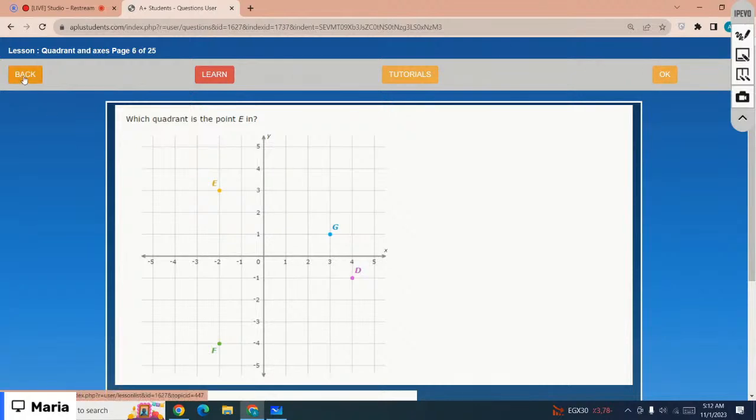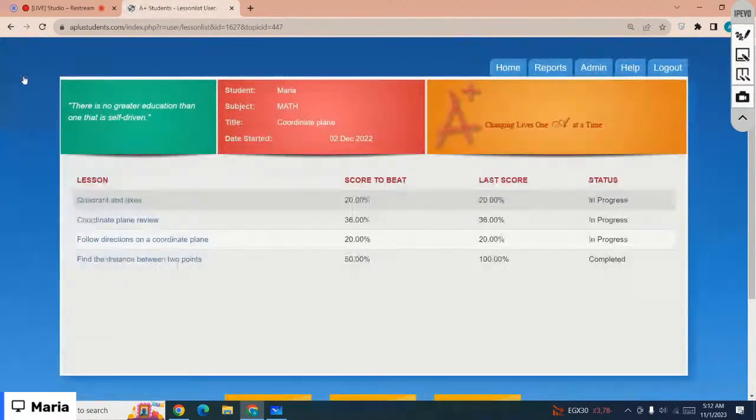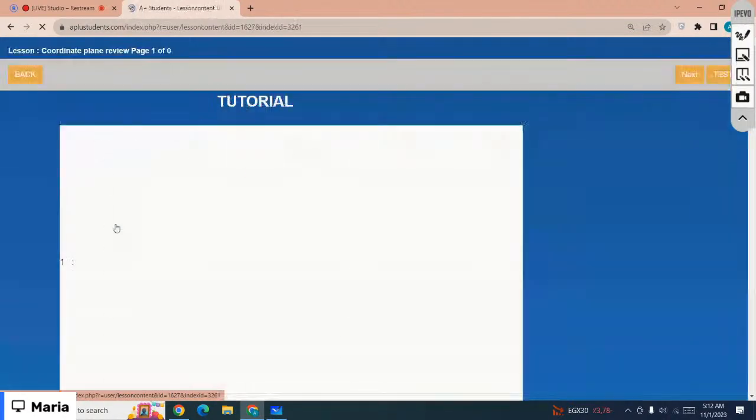Okay, you can complete the lesson by yourself later today. Let me just move on to next lesson. And the next lesson is coordinate plane review. So that is the review that I already did. Okay, let's just do a quick review.